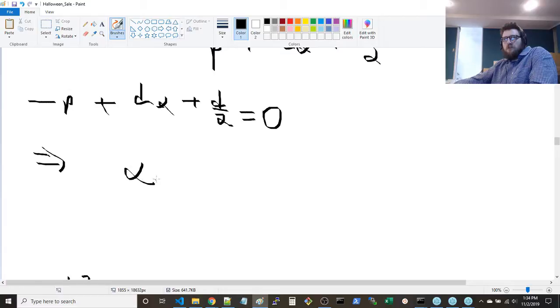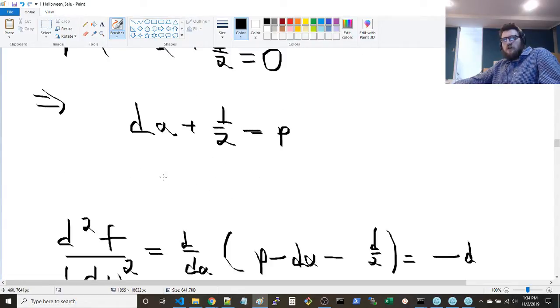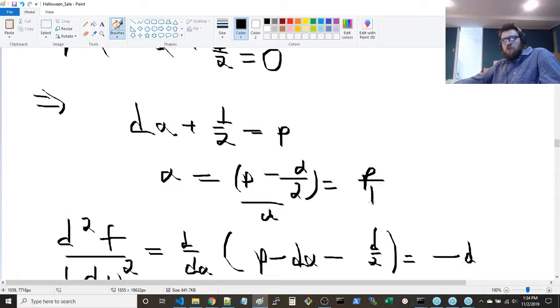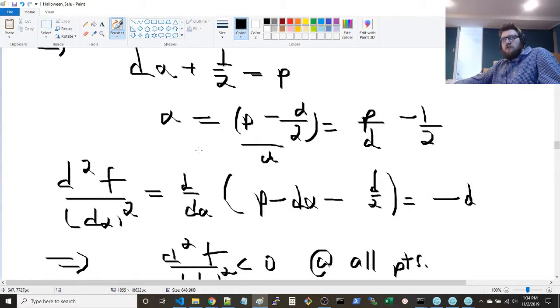Which is alpha equals, or rather, D over 2 minus P equals, actually let's do it the other way: D alpha plus D over 2 equals P, so alpha equals P minus D over 2, over D, which is P over D minus a half. There we go.